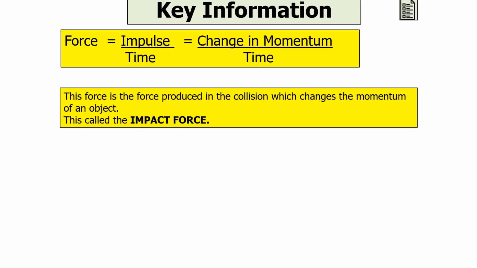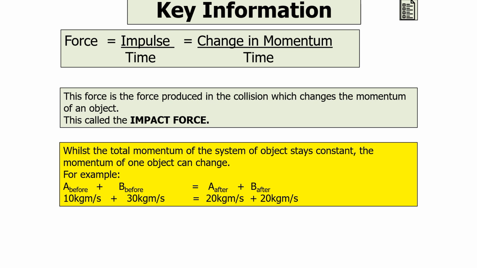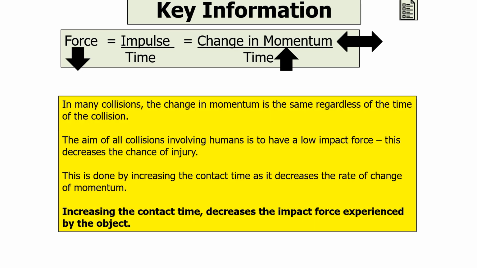So as we know, force is equal to the change in momentum over time, or the impulse over time. This is the force that's produced in the collision which changes the momentum of the object, which we call the impact force. So as we said before, whilst the total momentum of the system of the object stays constant, the momentum of one object can change. Now in many collisions, the change in momentum is the same regardless of the time of the collision.